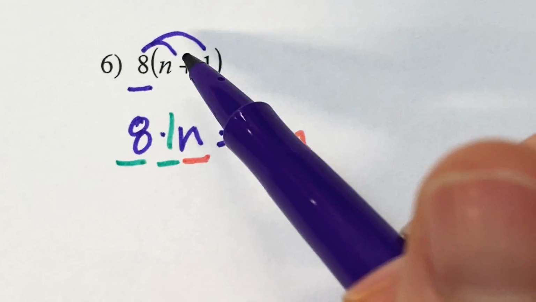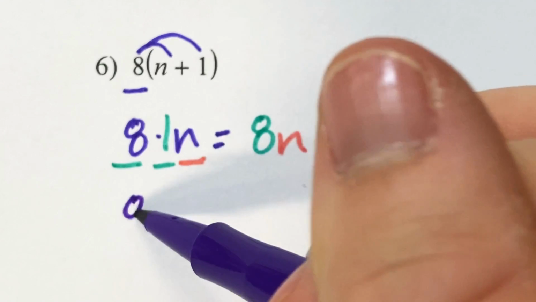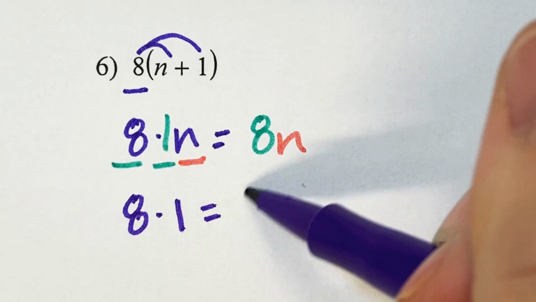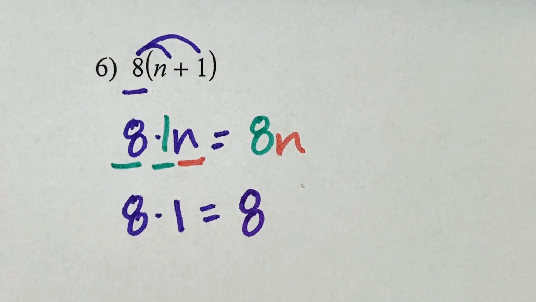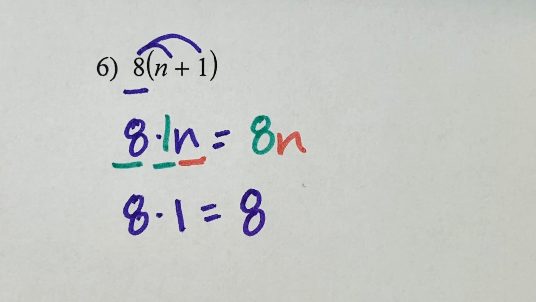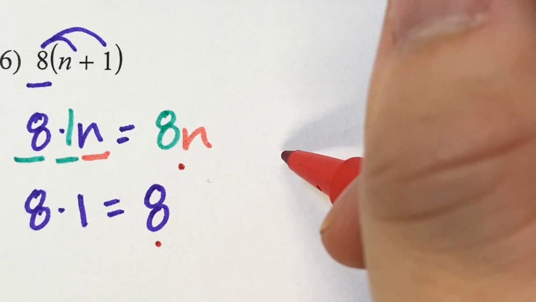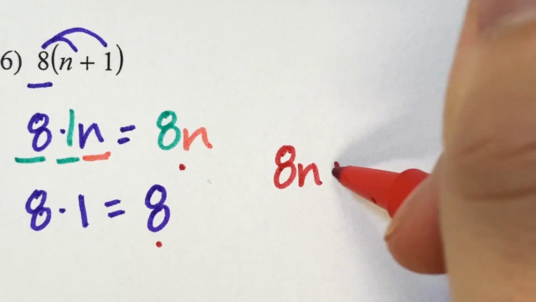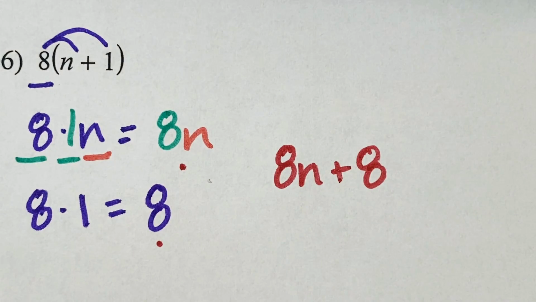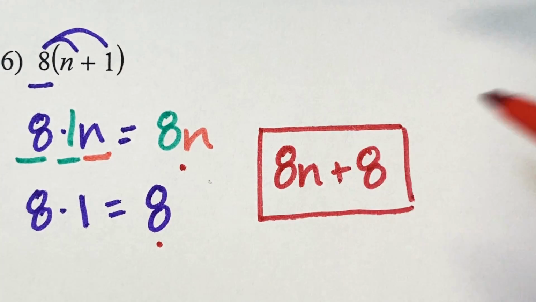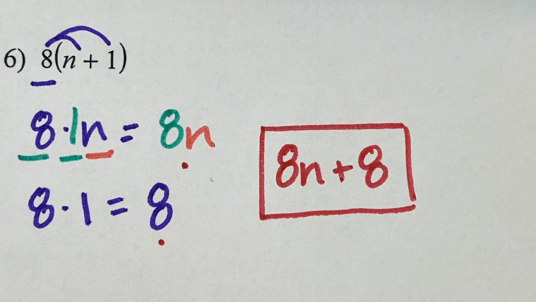Okay, next piece, 8 times positive 1. Okay, what is 8 times 1? It's just going to give me 8. Okay, so these guys are just pieces of our expression. So we have 8n plus 8, and that is our simplified expression.